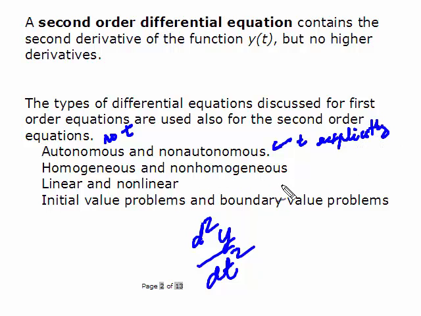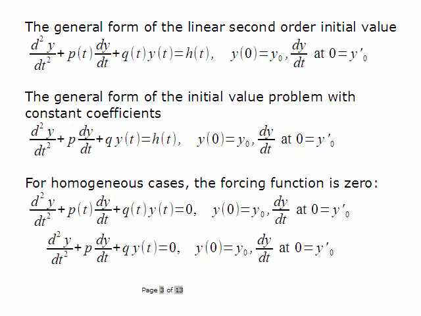Okay, homogeneous and non-homogeneous. If you take all of the terms involving the y and put them on one side, if it's equal to 0, it's homogeneous. If it's not equal to 0, if it's equal to some function I'll call h of t, that's called a forcing function, then it's non-homogeneous. Linear and nonlinear. In this chapter we're going to do linear equations. And then again we have the initial value problem and boundary value problems. And again we're only going to do initial value problems like we did in Chapter 1.